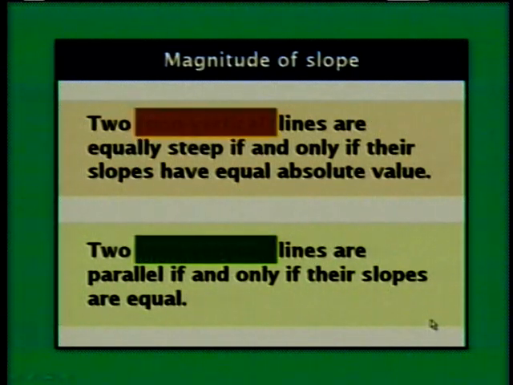Again, the non-vertical is somewhat of a technicality, so you want to at least get it down that two lines are equally steep if and only if their slopes have equal absolute value, and two lines are parallel if and only if their slopes are equal, and hopefully keep it in the back of your mind that vertical lines are an exception to these two rules.